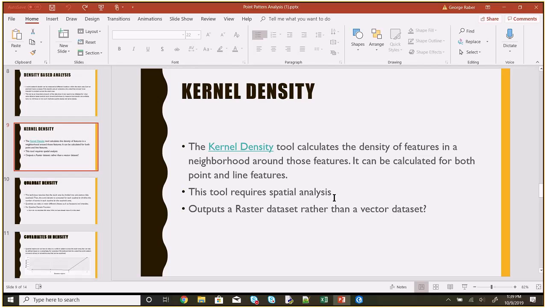So kernel density is something that we actually cover in the other GIS class, spatial analysis. In spatial analysis, kernel density takes a set of features and creates a raster data set. For every raster cell, it counts up how many observations there are within a certain distance of that raster cell, and then it takes the area of that search radius and assigns it to that raster cell.